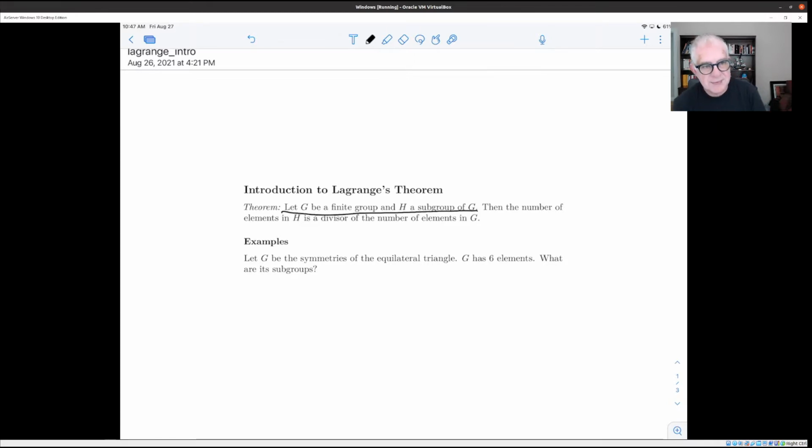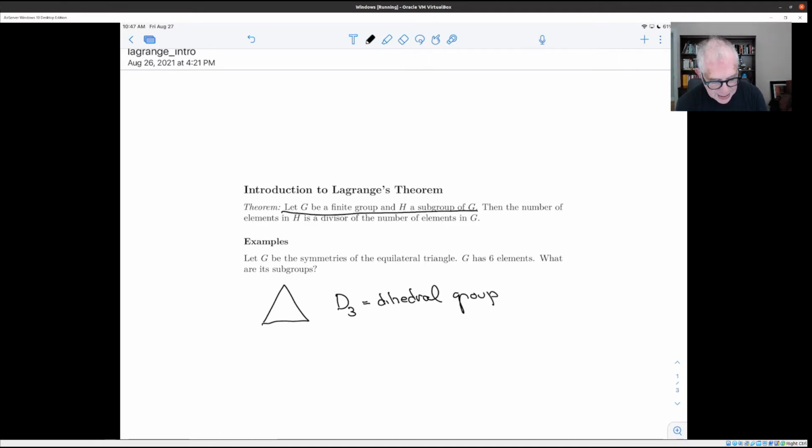This is a group that we've seen in several different forms. We've seen it as the symmetries of an equilateral triangle, and therefore as the dihedral group, D3. Remember, we looked at symmetries of regular polygons, and the equilateral triangle is the simplest one.